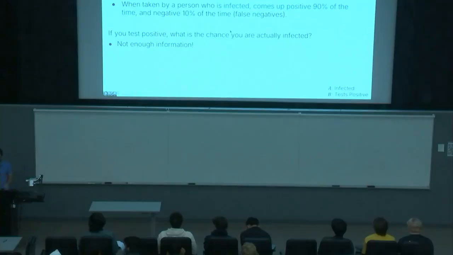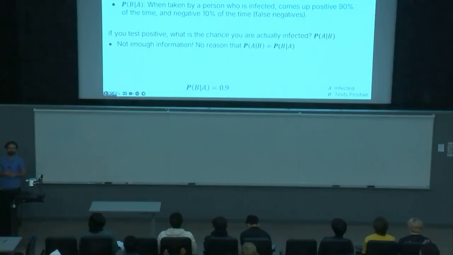Turns out we do not have enough information. The answer is not 90% because if you look carefully, what we know about the test is that the probability that you come up positive if you're infected, B given A, is 90%. And there's no particular reason to believe that P of A given B is the same as P of B given A. Back to my example of going back in time, right? If you go back to 2017 and use the same test, there's going to be 0% chance you actually have coronavirus. There's no reason these two things should be equal.